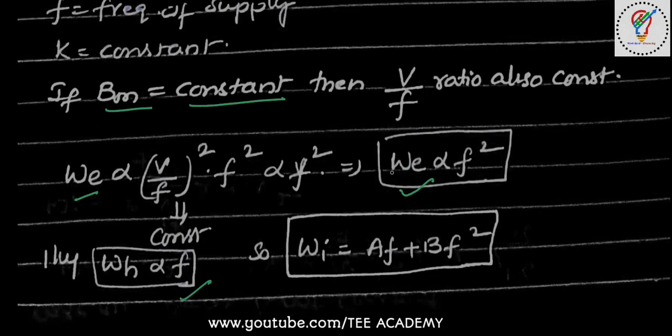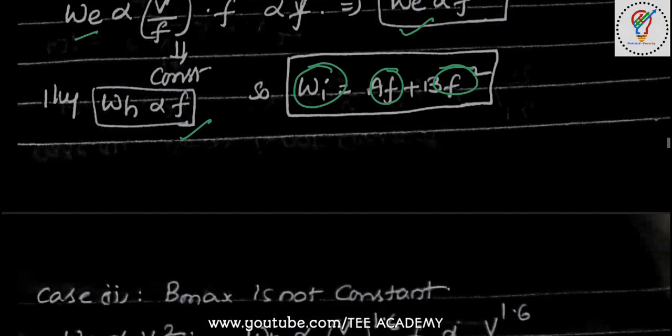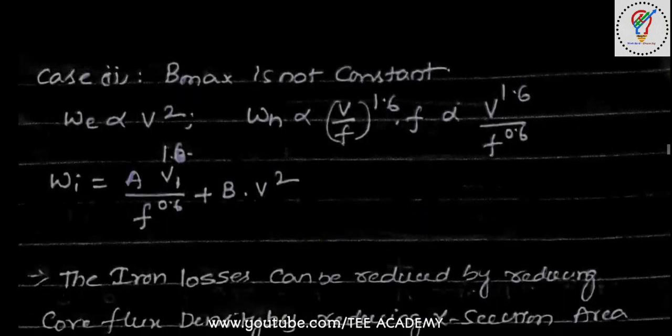So from these two definitions, we can find the total iron loss is equal to some constant A into frequency plus some constant B into F square. These are the total iron losses. These two cases are valid when maximum flux density is a constant. Suppose the maximum flux density is not a constant, then what will be the equation?